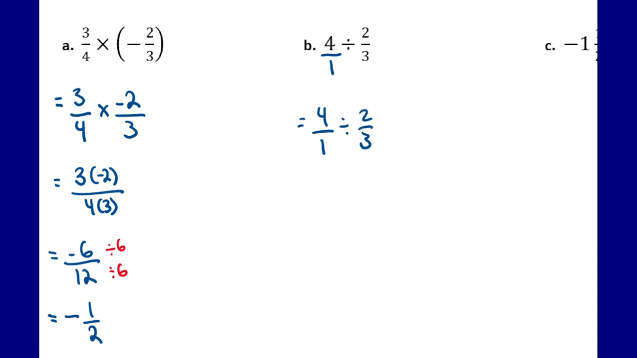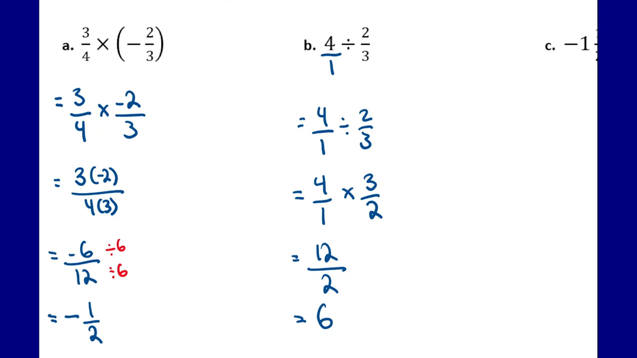And what we just said, if we're dividing fractions, we want to flip the second fraction. So instead of 2/3, it becomes 3 over 2, and we multiply now. So 4 times 3 is 12, 1 times 2 is 2. I can actually just divide these. 12 divided by 2 gives me 6.